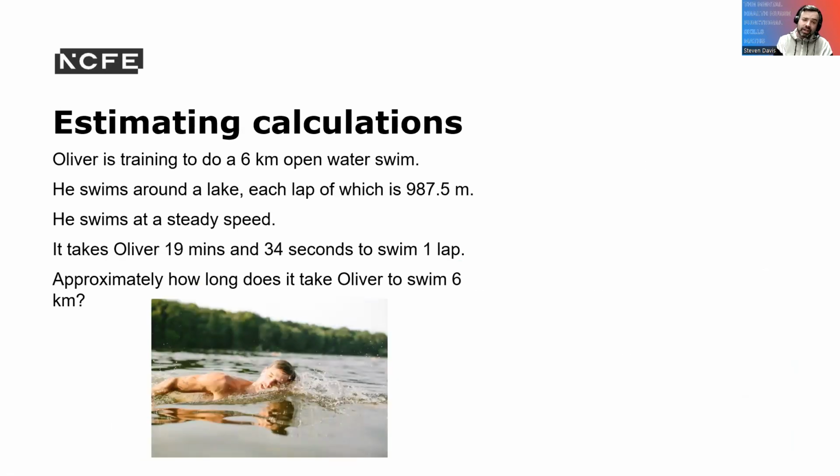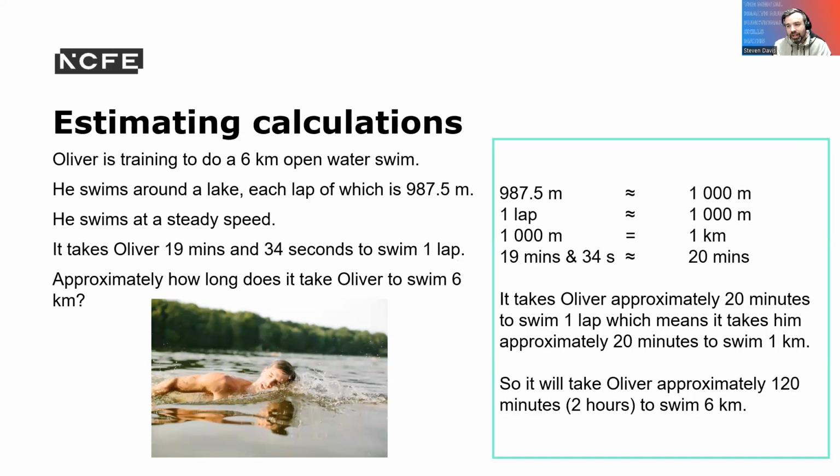So estimating calculations. Oliver is training to do a 6 km open water swim. He swims around the lake, each lap of which is 987.5 meters. He swims at a steady speed. It takes Oliver 19 minutes and 34 seconds to swim 1 lap. Approximately, how long does it take Oliver to swim 6 kilometers?